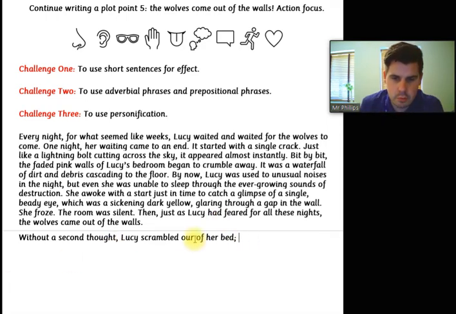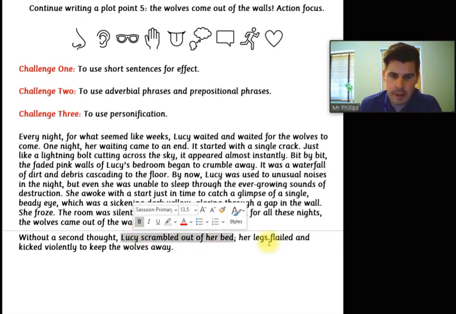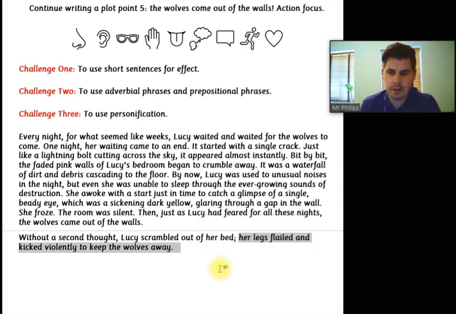Lucy scrambled out of her bed; her legs flailed and kicked violently to keep the wolves away. So I've used a semicolon there because this makes sense by itself: Lucy scrambled out of her bed, and this makes sense by itself: her legs flailed and kicked violently to keep the wolves away. But actually, it's about the same thing. It's about her scrambling. I could, for example, replace that with an "and": Lucy scrambled out of her bed and her legs flailed and kicked violently to keep the wolves away. And that still makes sense.